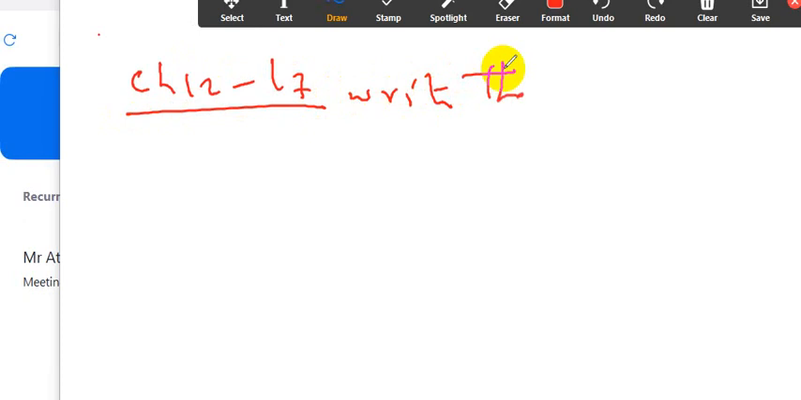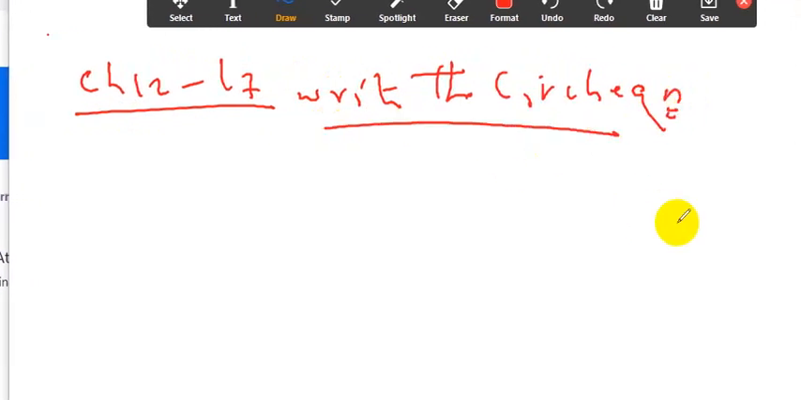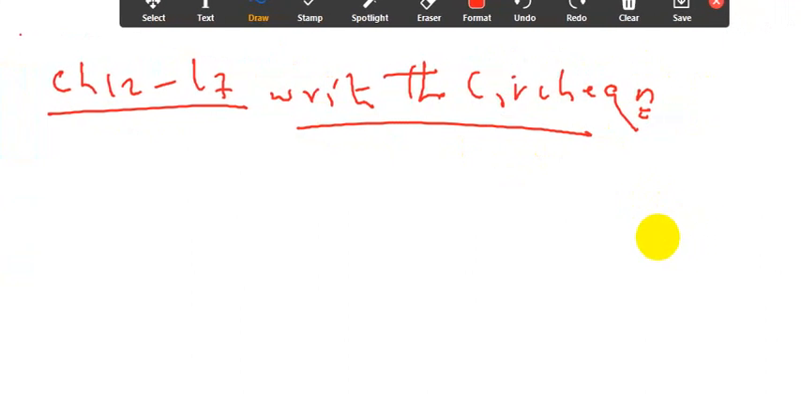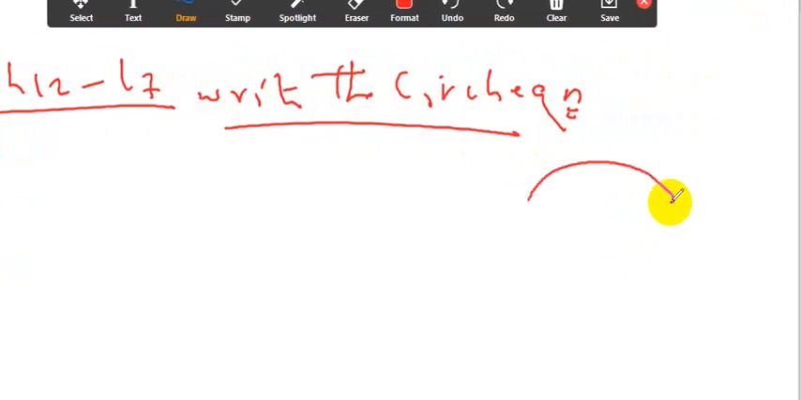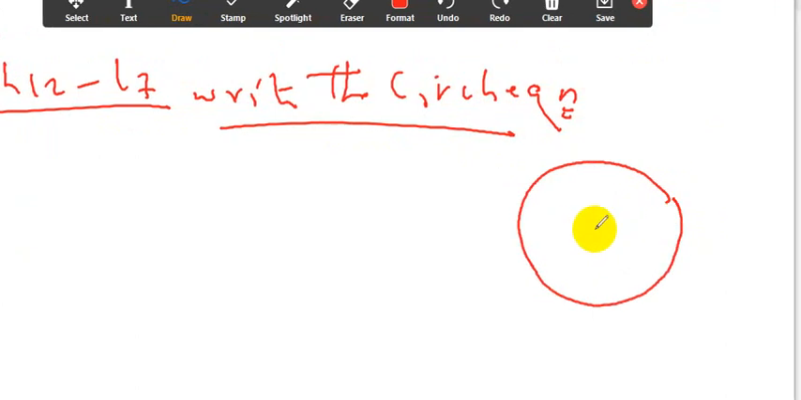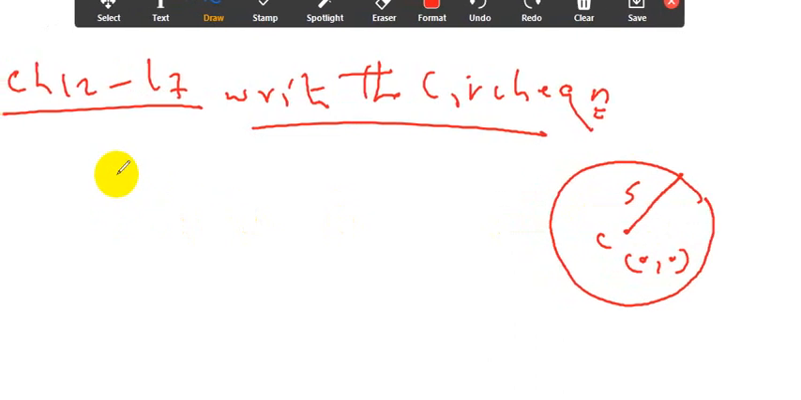Write the circle equation. To write the circle equation, first of all we need to describe the circle. How to describe a circle? If the circle is like this one, this point is named the center. Say the center is 0 and 0, and we have this distance named the radius, and the radius is 5. How to write the circle equation?